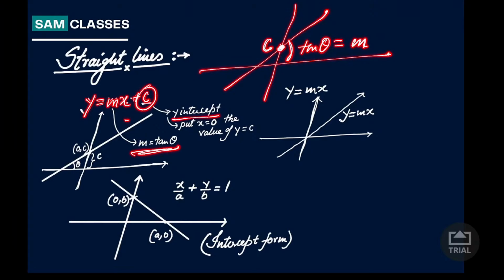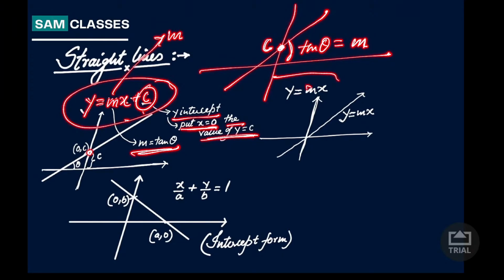c means the y intercept. Y intercept means if I put x equal to 0, the value we get is the y intercept. So y = mx + c means a line cutting the y axis at c and having slope m. Now y = mx means it is cutting at the origin. If c is equal to 0, the line cuts the y axis at the origin, and we have this graph. Next is intercept form, where it is cutting the x axis and where it is cutting the y axis.